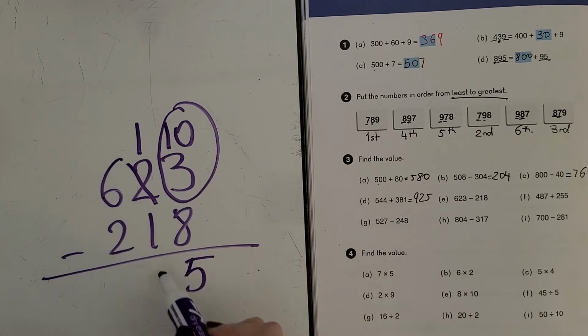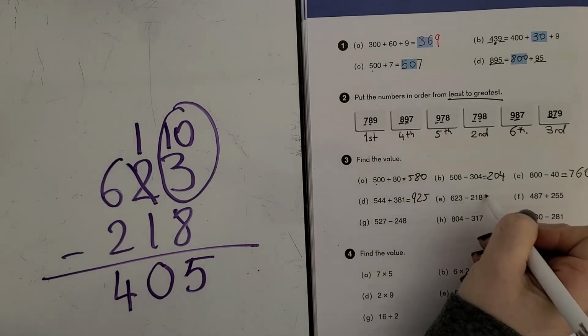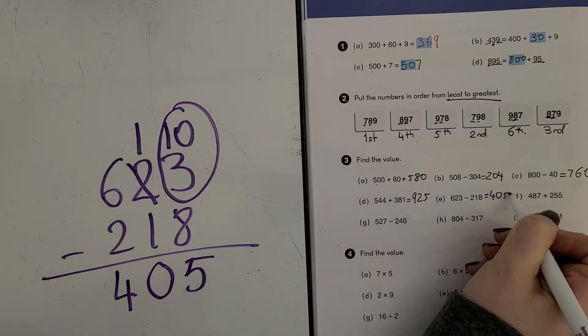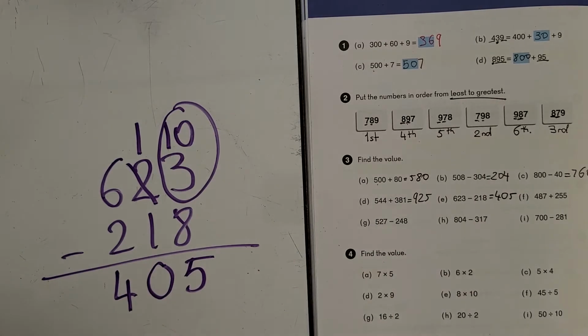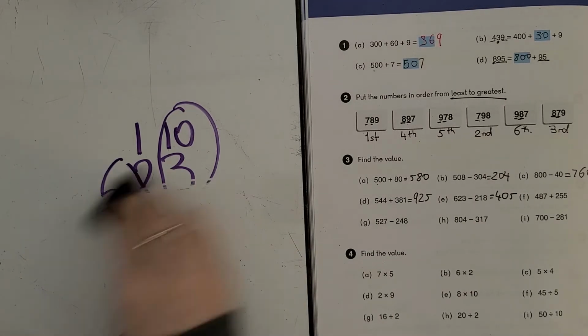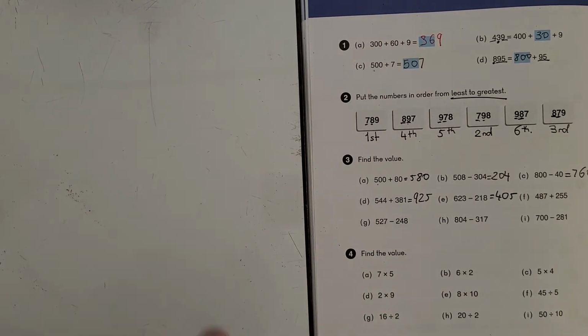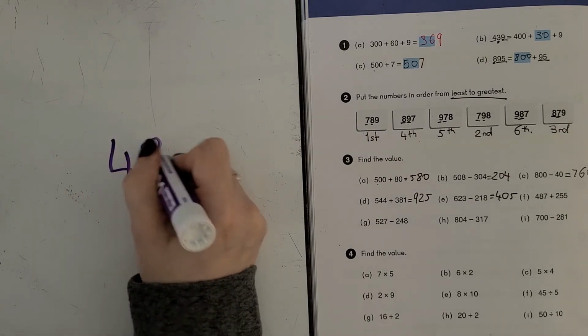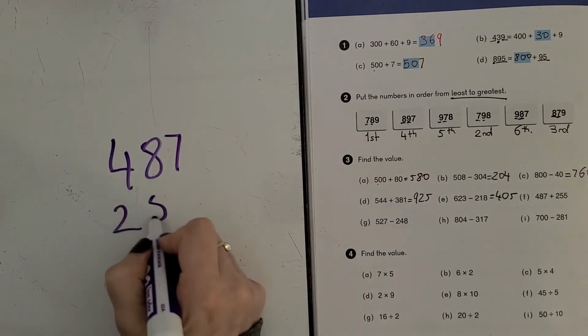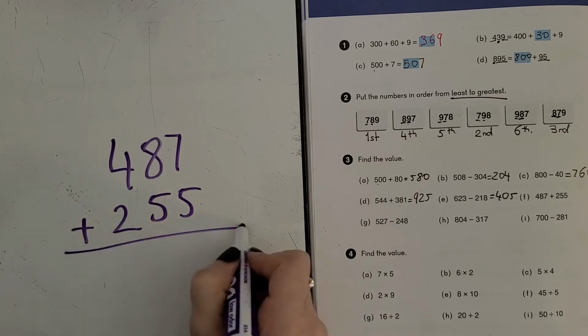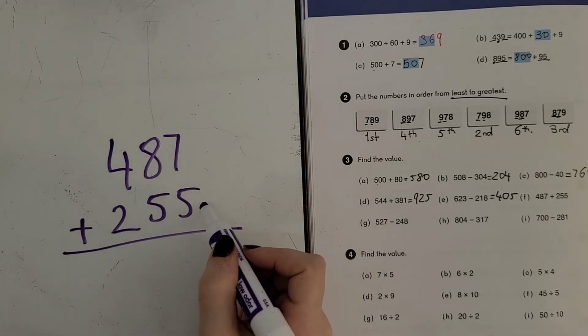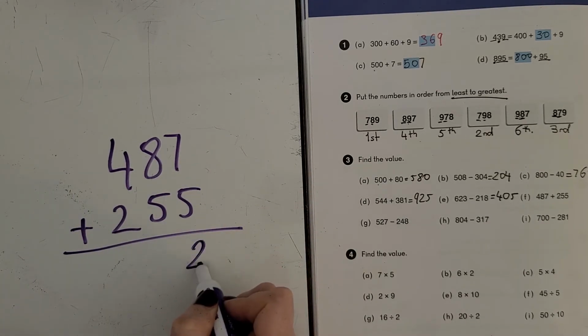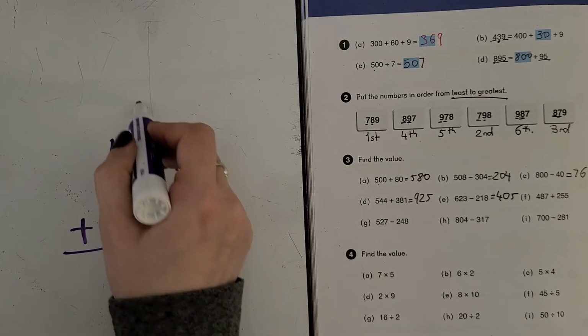1 minus 1 is 0. 6 minus 2 is 4. Our answer is 405. Letter F, 487 plus 255. 7 plus 5 is 12. Carry over the 2. Write down the 2, carry over the 1.